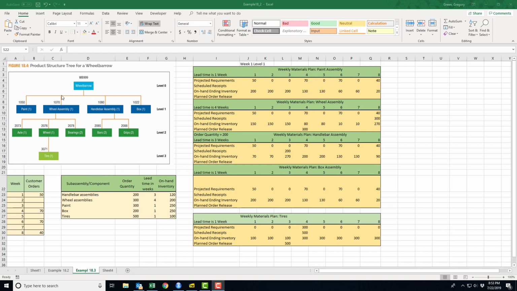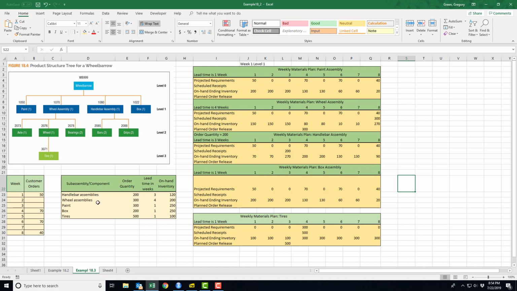The information that we need to make this work is this BOM file, which shows here in figure 18.4 all of the assembly levels inside of the construction of a wheelbarrow. And then down here I have a listing that comes back off of something we've already created. It's our inventory status file.